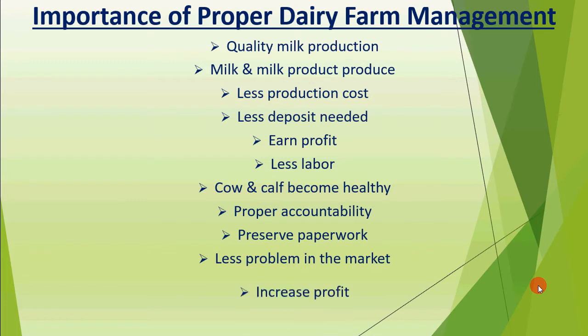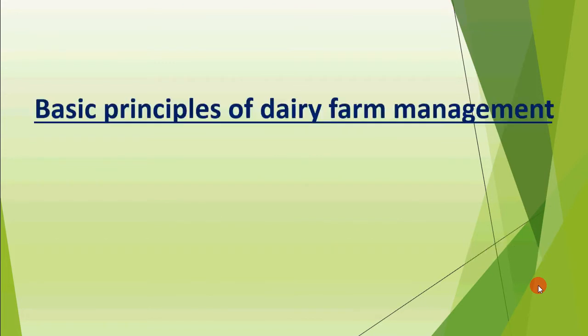Less problem in the market, then you will not get the problem in the market, and at last your production will be increasing day by day. And if you get proper profit, extra profit, then you can increase your farm quantity. Like if you start the farm with 50 cow, you can increase it to 100, 150, like that.